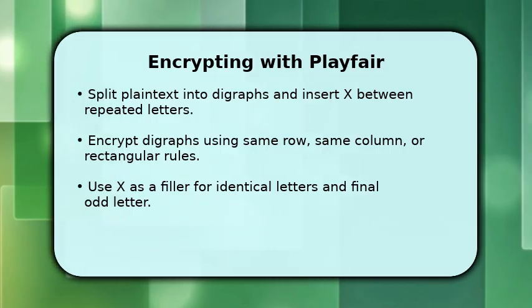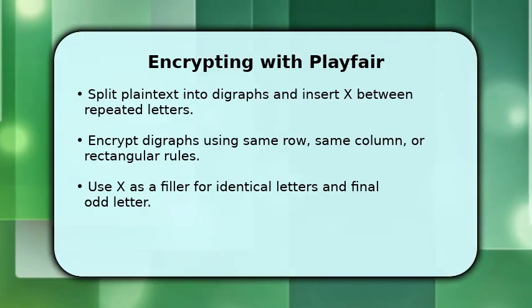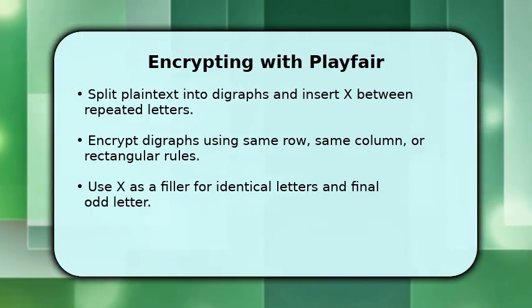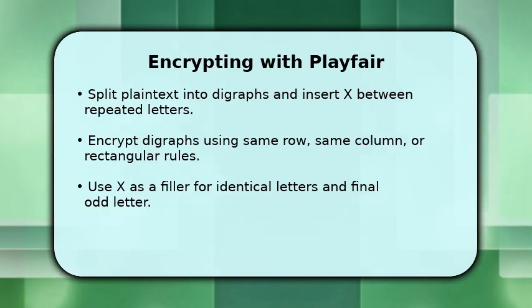Encrypt each digraph by applying 3 rules: same row, shift right 1; same column, shift down 1; rectangle, swap columns. Write the resulting cipher pairs sequentially to form the full ciphertext.